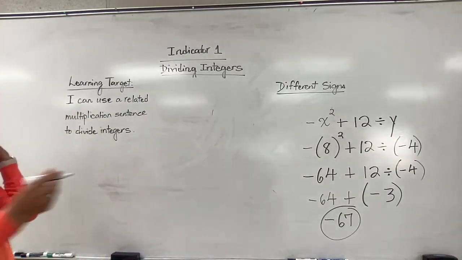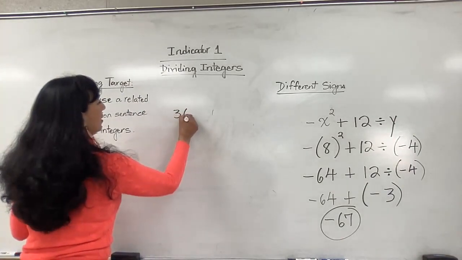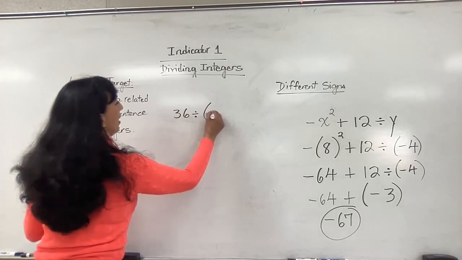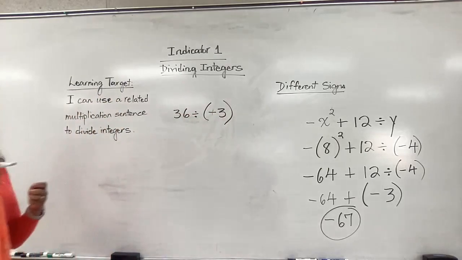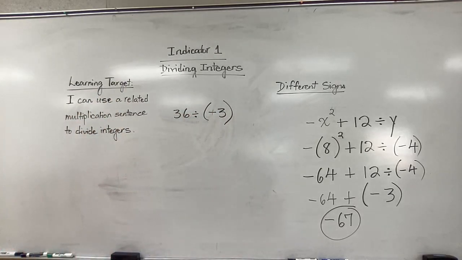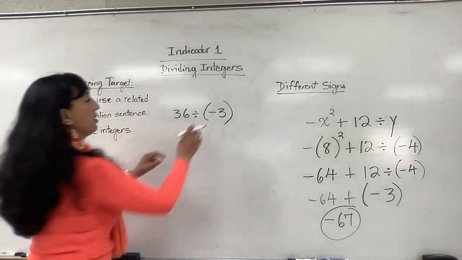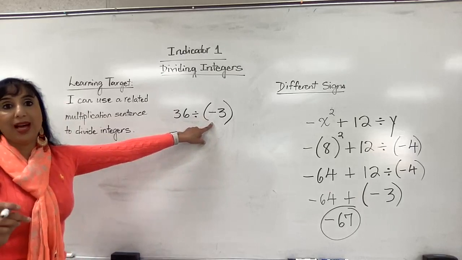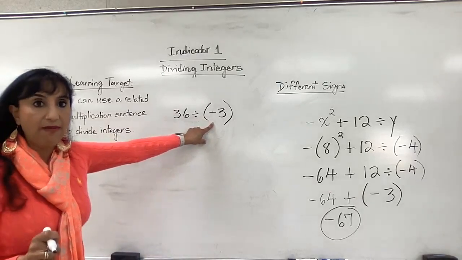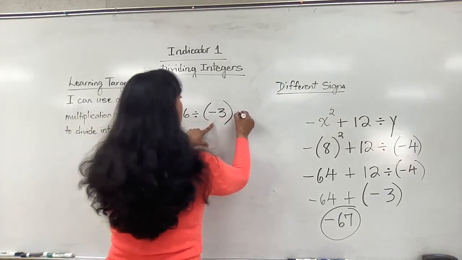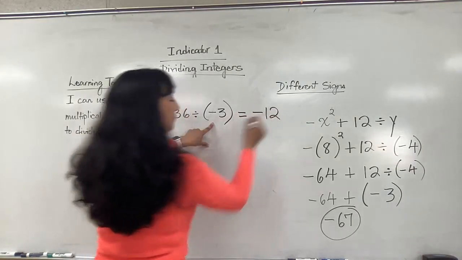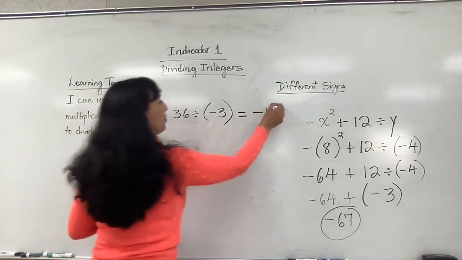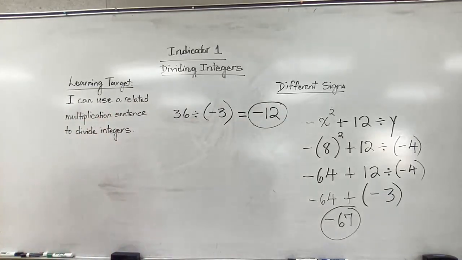All right. So let's say I give you 36 divided by negative 3. If I look at 36 divided by negative 3, I know this is positive and this is negative. So opposite signs, I am going to get a negative quotient in this case, and I get negative 12, because they have different signs.